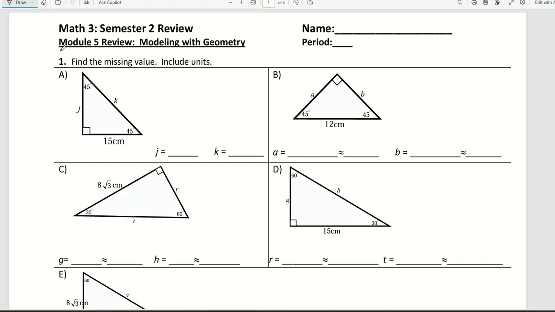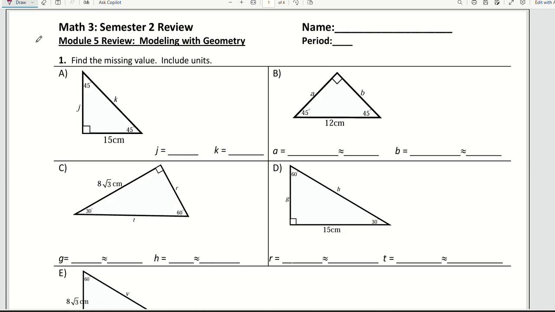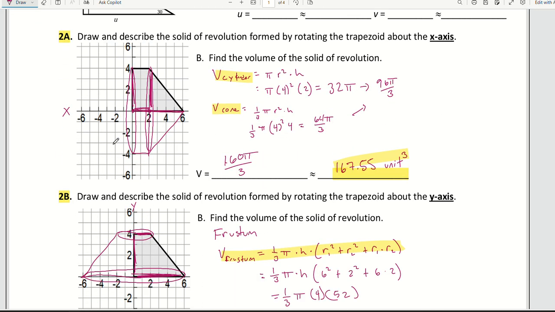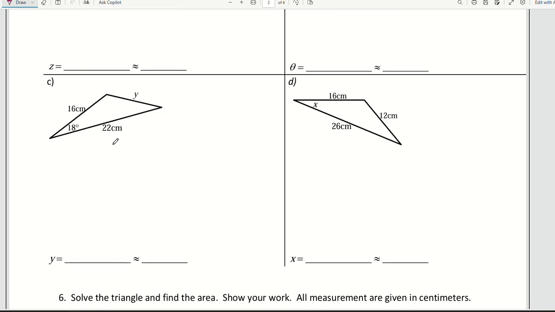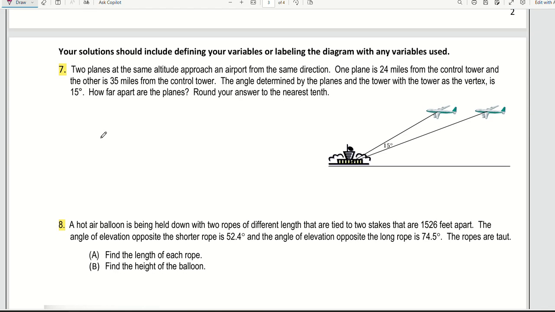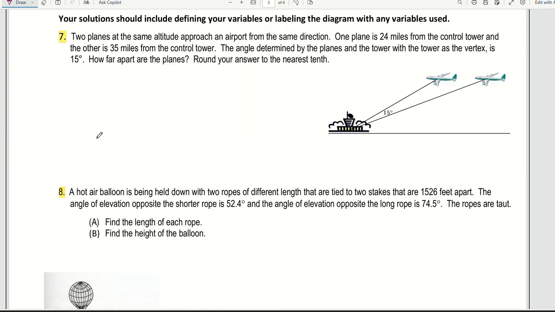All right, so again, this is the Module 5 review. We already did a video going over question 2. This video is going to go over questions 7 and 8.